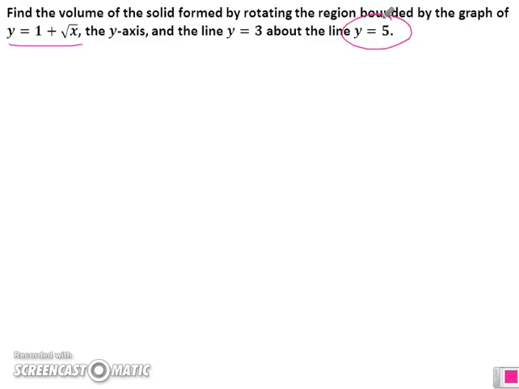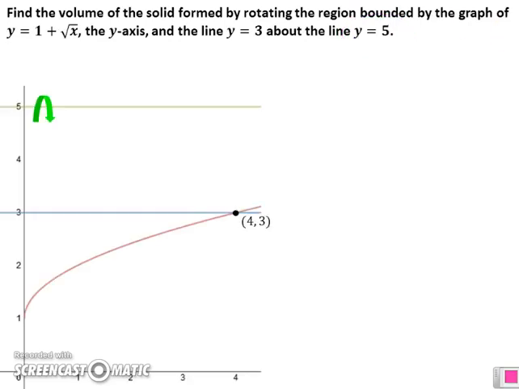In the first video, we did the region around the y-axis and around the x-axis. That created a disk and a washer. This one, we'll do another washer. So here's our picture. This is our y equals 1 plus the square root of x again, and then this is y equals 3. So we're talking about this little section here.